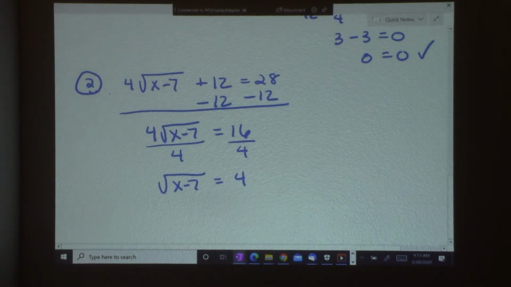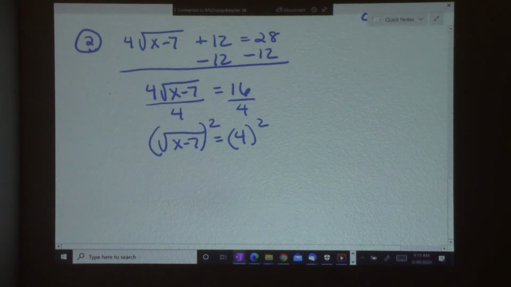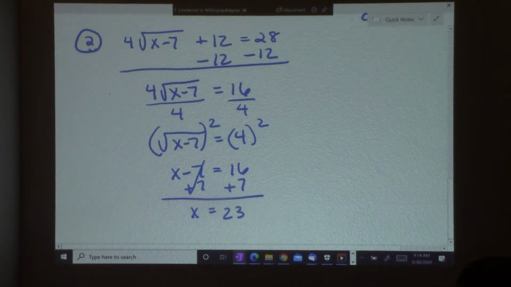Now x minus 7, all of that is inside the square root. So I'm going to square both sides. Now that will cancel the square root. So I've got x minus 7 equals 16. So do you see the difference between the first and the second problem? I'm not actually getting x by itself until now when I add the 7 to both sides.